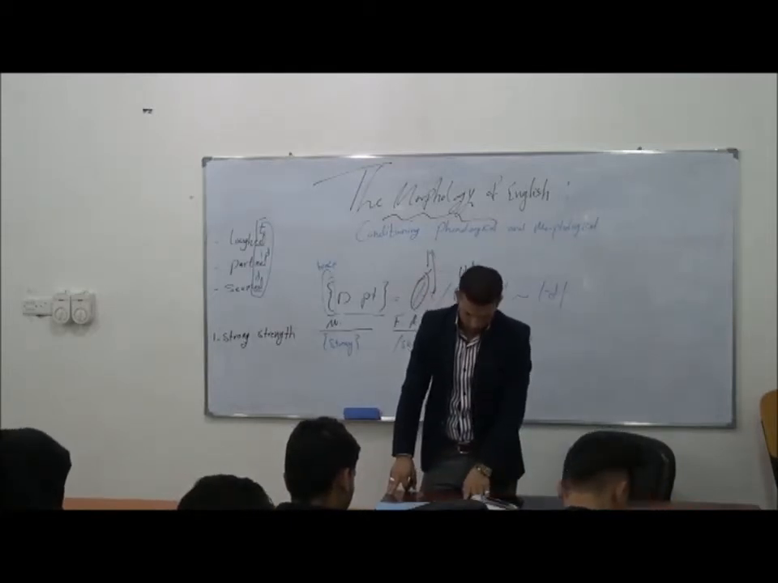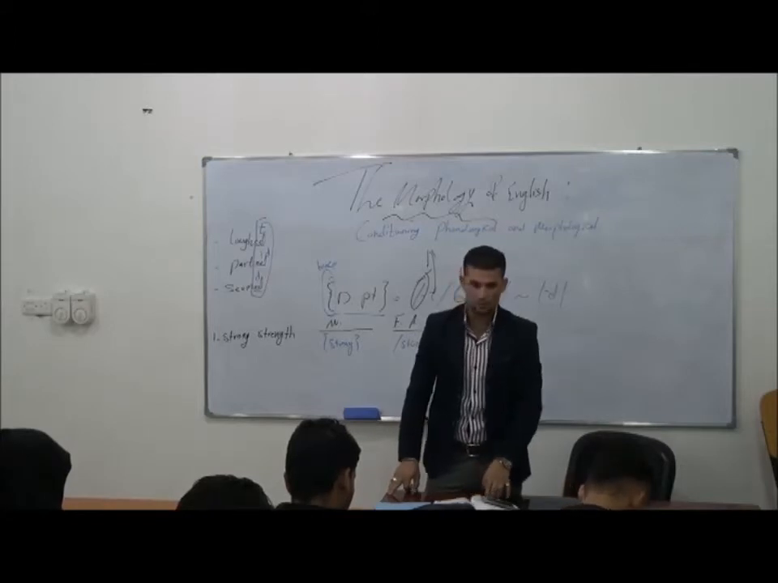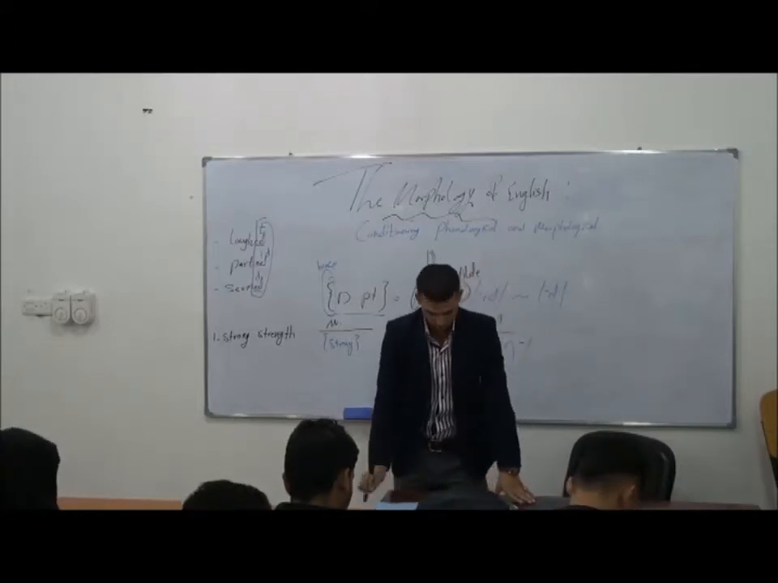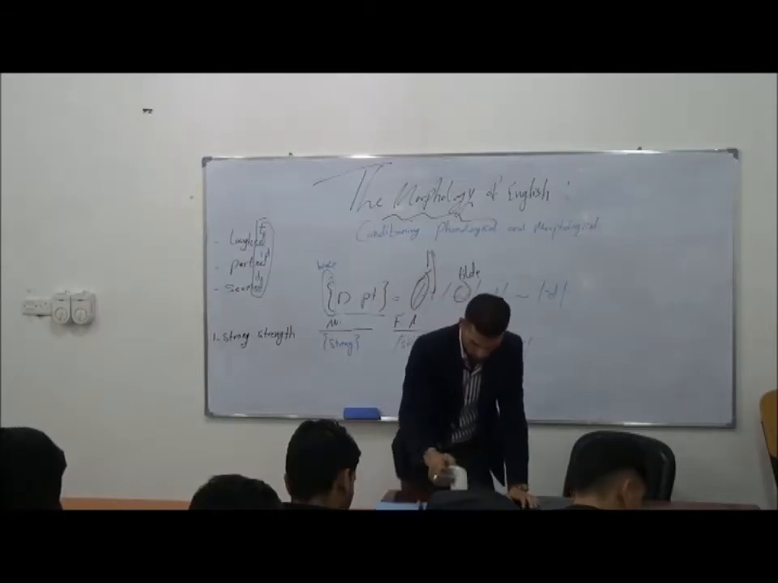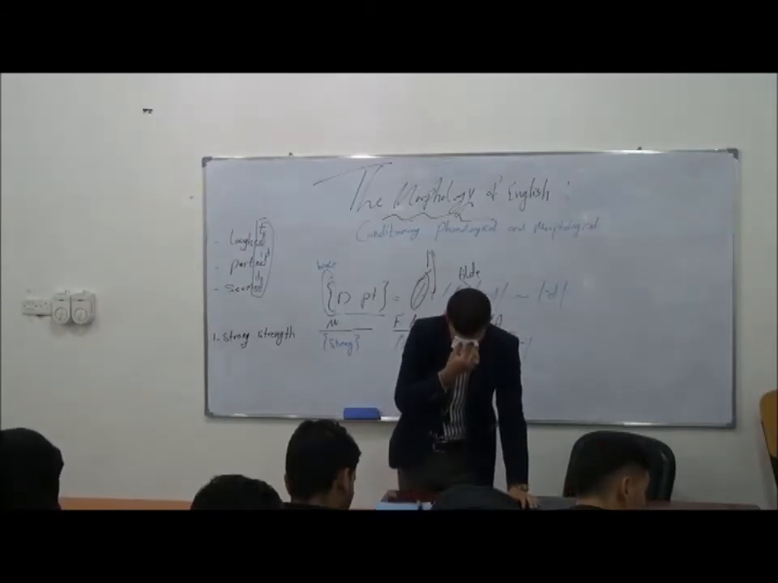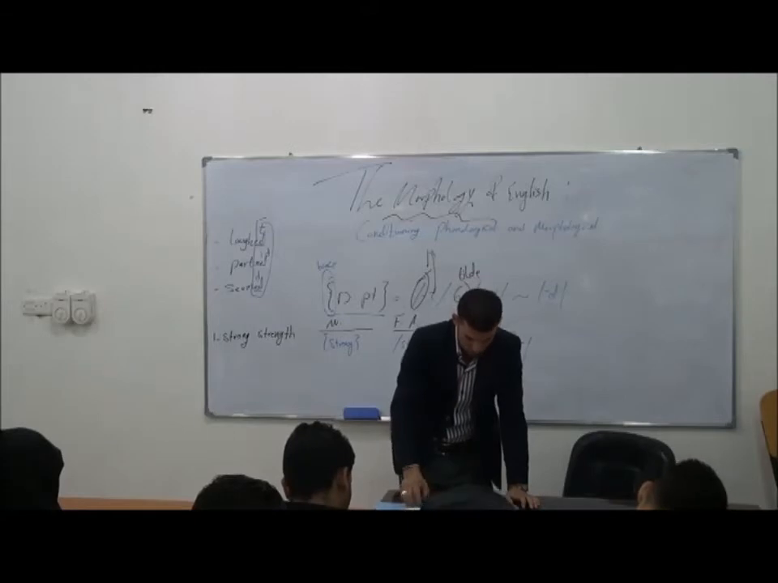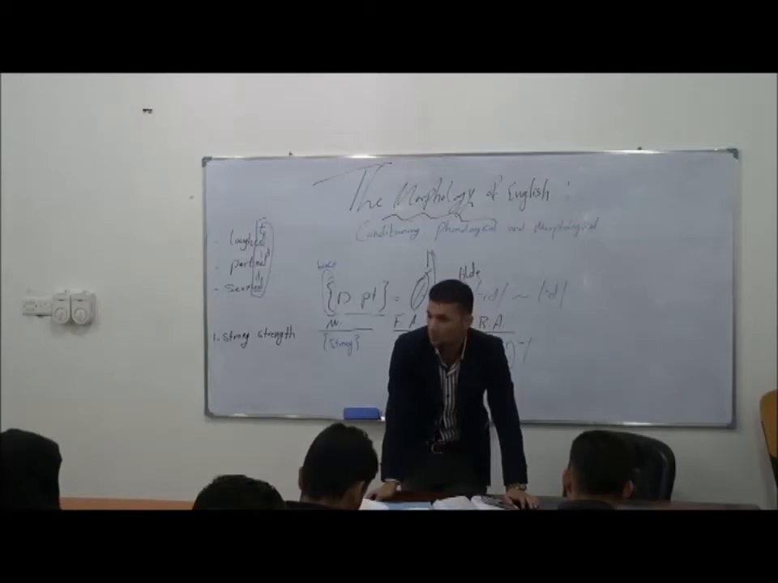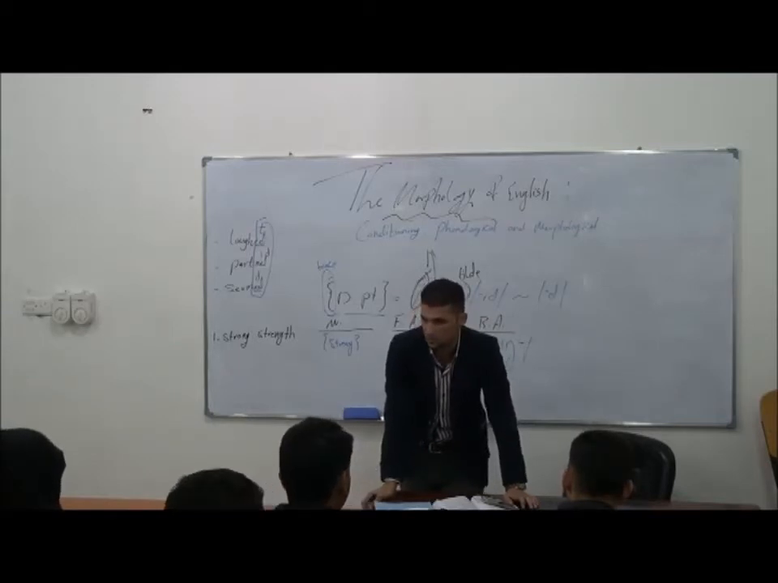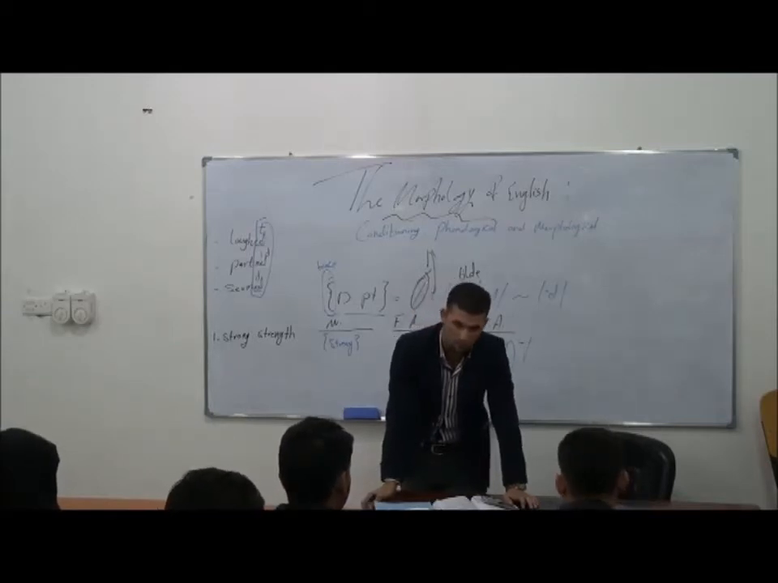Exercise 8:30. Example: explain why A and AN are allomorphs of one morpheme. Who can answer this question? Yes, Mustafa?